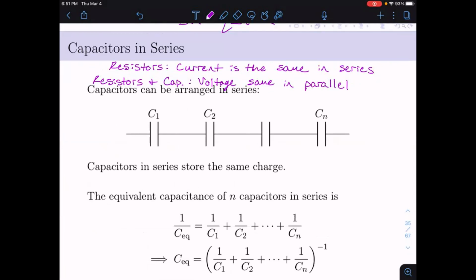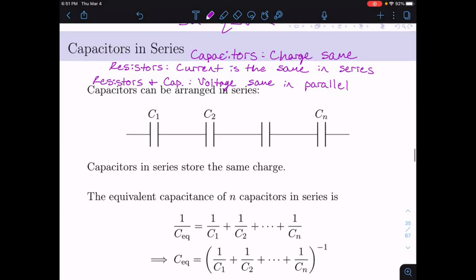And then the last one here, I didn't leave myself too much room: capacitors in series have the same charge. So charge is the same in series. Similar to resistors, where what's the same for resistors in series is current. Sorry, charge is the same for capacitors in series. Remember, current is the flow of charges, so they're similar topics. But remember that charge is the same in series. Now we've covered basically what's the same and what's different.